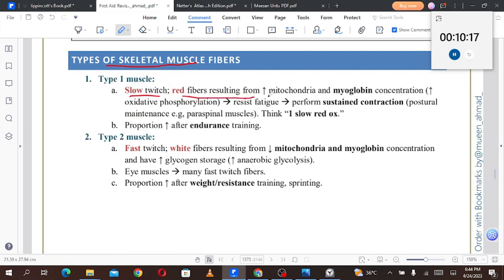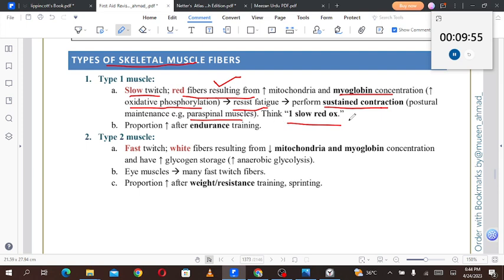Red fibers resulting from increased mitochondria and myoglobin concentration. These are red fibers, slow twitch fibers, type 1 fibers. They result from increased mitochondria and myoglobin concentration. That is why they appear red. Increased oxidative phosphorylation is happening in the slow twitch type of fibers. They resist fatigue and perform sustained contraction for postural maintenance, for example, the paraspinal muscles.